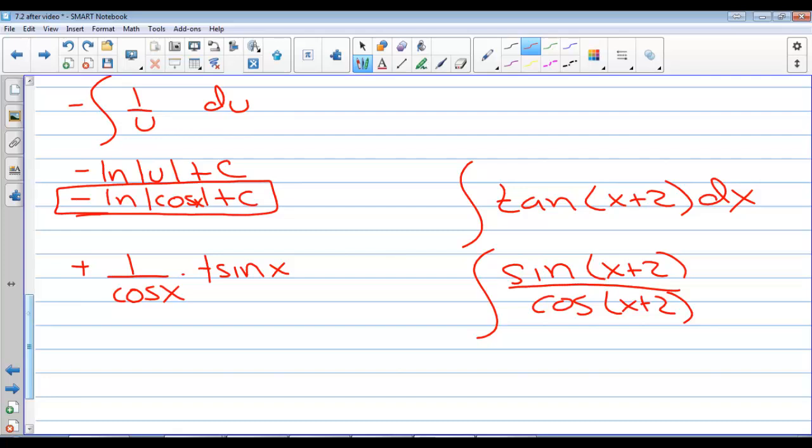So there's a hint for your homework, because I had someone come up last period, actually first period, and go, what do I do with that? Well, what did I do in there? I turned tangent into sine over cosine.